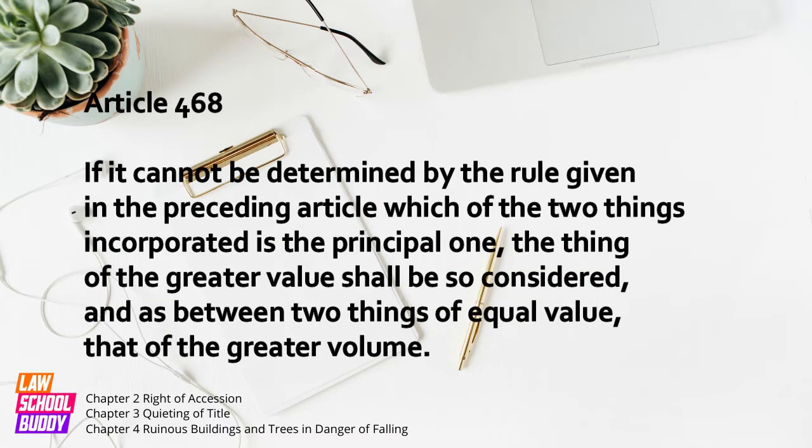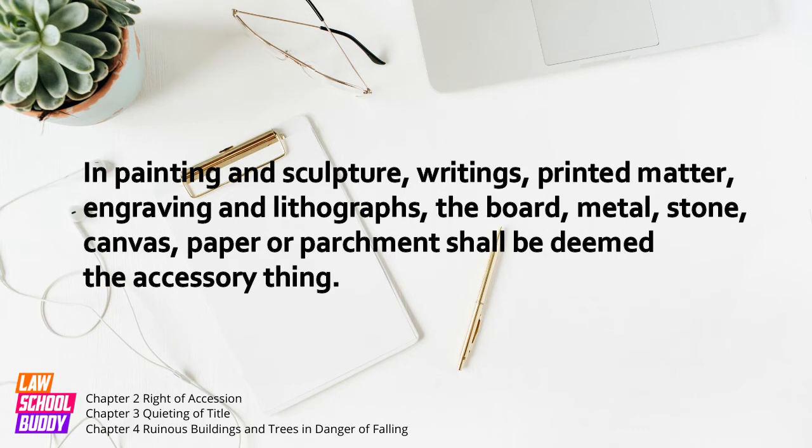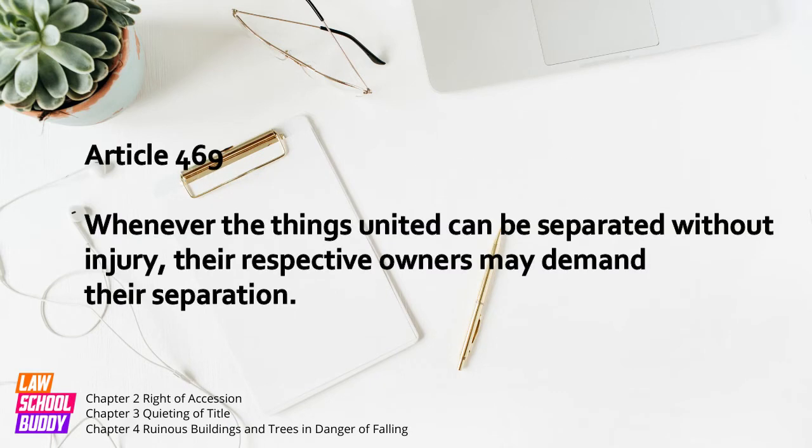Article 468. If it cannot be determined by the rule given in the preceding article, which of the two things incorporated is the principal one, the thing of the greater value shall be so considered, and as between two things of equal value, that of the greater volume. In painting and sculpture, writings, printed matter, engraving and lithographs, the board, metal, stone, canvas, paper or parchment, shall be deemed the accessory thing.